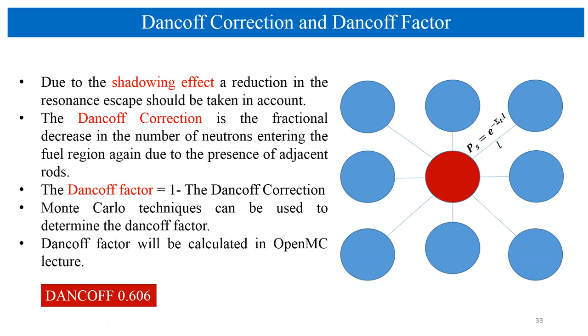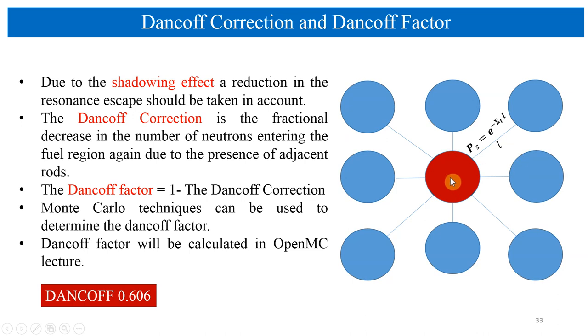First, we will explain what the shadowing effect is. The shadowing effect, you know, what the Dancoff correction and the Dancoff factor are. If I take into consideration this special rod, which is in red, and it is an isolated rod, isolated here means that all neutrons that escape from the fuel to the moderator get moderated and return back to the fuel to cause another fission, because the fission cross section for thermal neutrons is much greater.